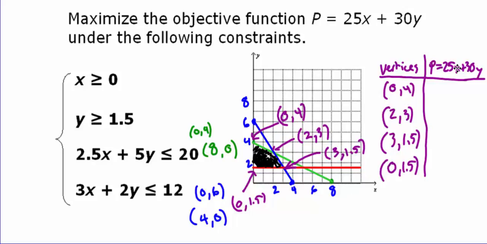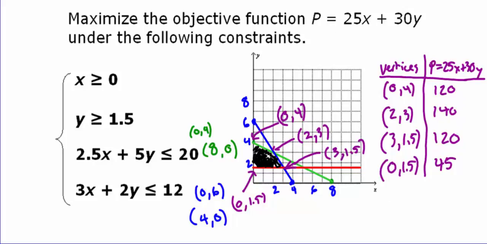All right, so if I plug in 0 for x and 4 for y, we get 120. If I plug in 2 for x, that's 50. 3 for y gives me 90, so 50 plus 90 is 140. 3 times 25 is 75. Add in 45 and I'd get 120. And then 0, 1.5 would give me 45.